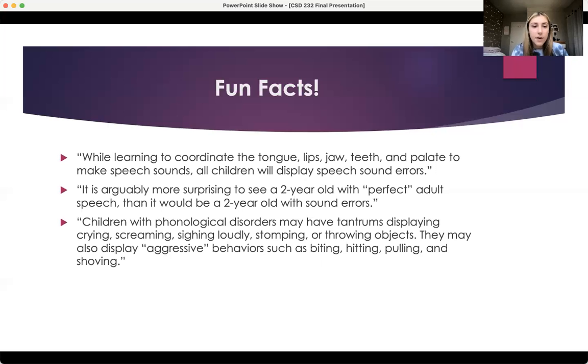And this is my last fun fact: children with phonological disorders may have tantrums displaying crying, screaming, sighing loudly, stomping, or throwing objects. Sorry, it's very windy outside. They may also display aggressive behavior such as biting, hitting, pulling, and shoving.